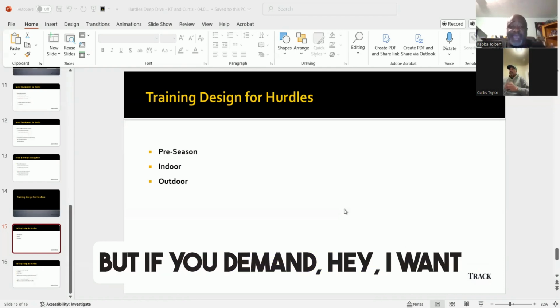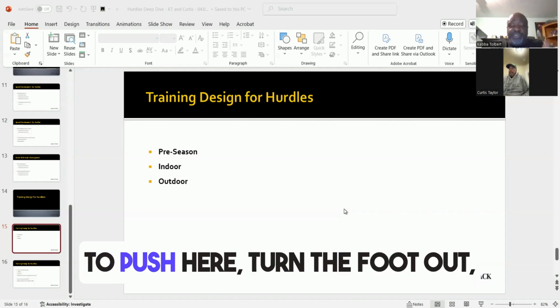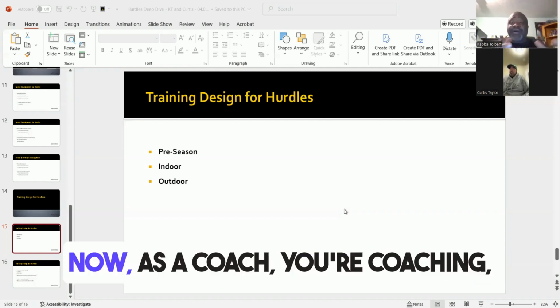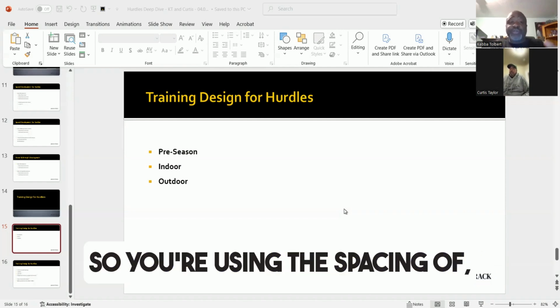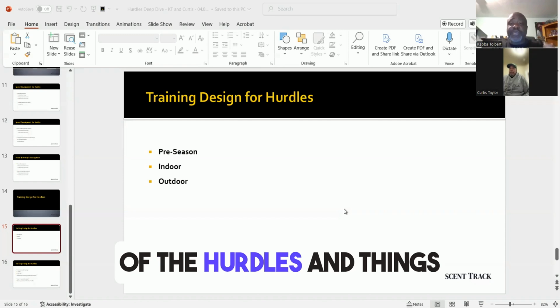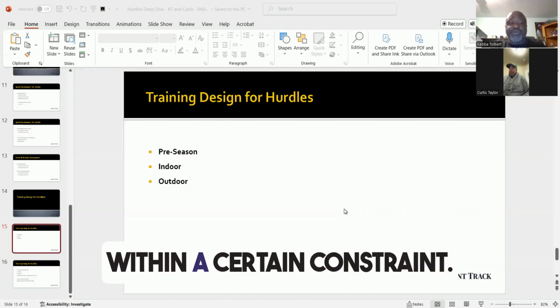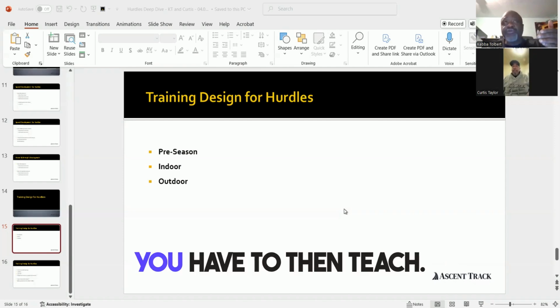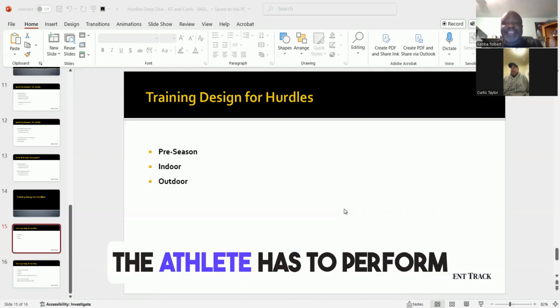But if you demand, hey, I want your trail leg here, I want you to push here, turn the foot out, you've got to land it underneath you and push and drive to the next thing. Now, as a coach, you're coaching. So you're using the spacing of the hurdles and the height of the hurdles and things like that to do some teaching within a certain constraint. Any drill you're doing, you have to then teach. So the coach has to do the teaching, the athlete has to perform.